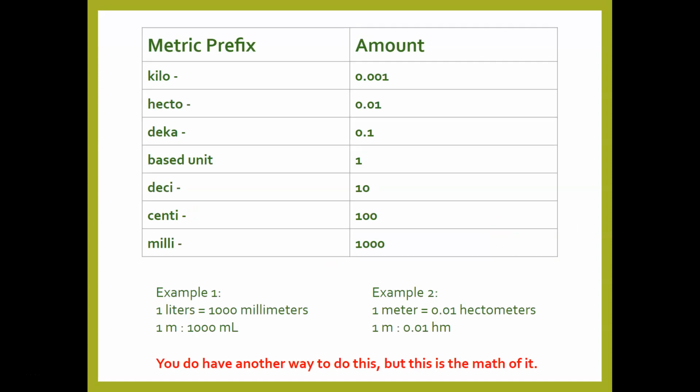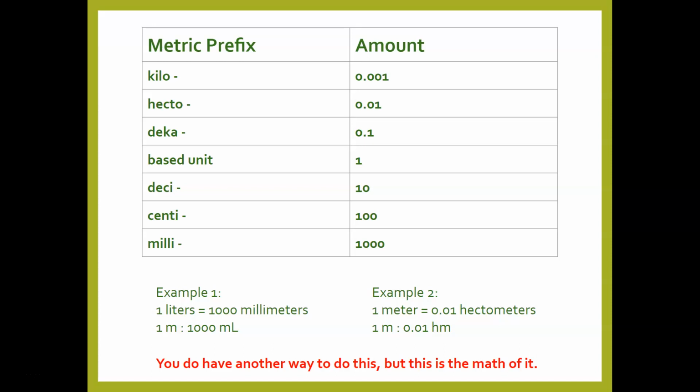So I want to talk to you a little bit about metric prefixes. Now, I've already taught you how to do this. We already know how to do this. However, I want you to make sure that you understand that there's conversion at the heart of this. So what I've done is I've given you a table that has the base unit as 1 and gives you the equivalence of all of the other units to the base unit being 1.